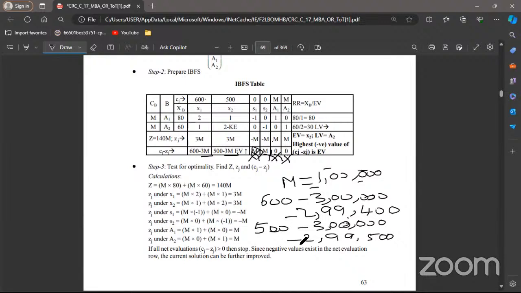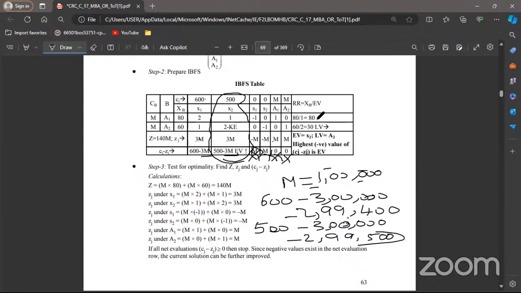Which is bigger? Yes, this is bigger, isn't it? 2,99,500. So this becomes the key column, and the methodology is the same. Let me say it again: in a maximization problem, the entering column will be the highest positive number. For a minimization problem, the key column will be the highest negative number.